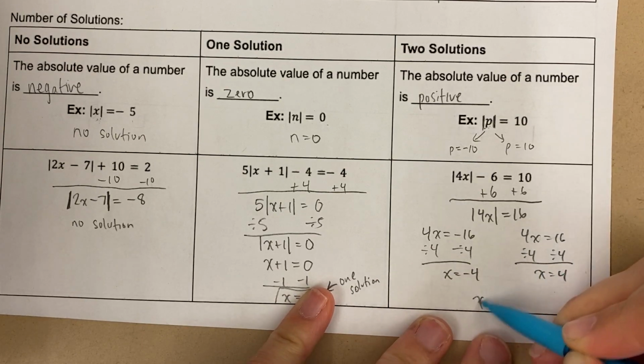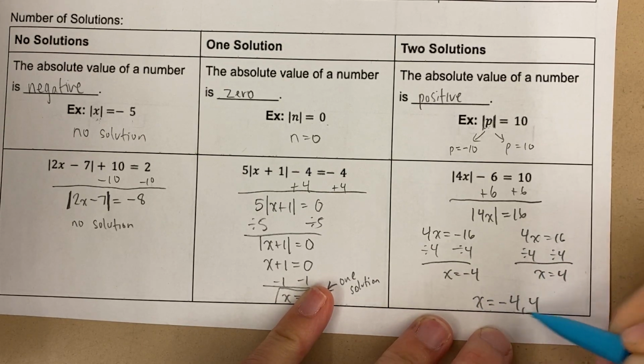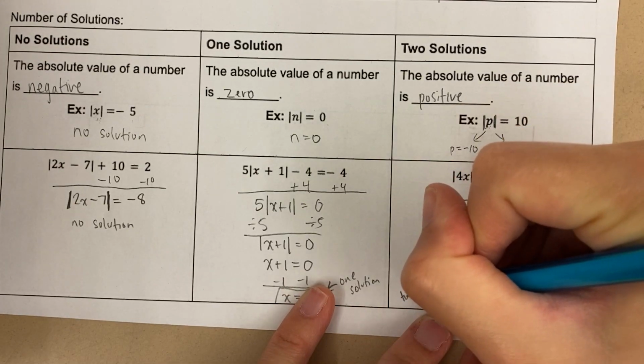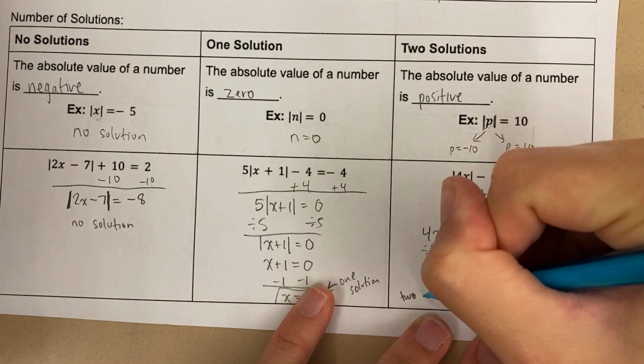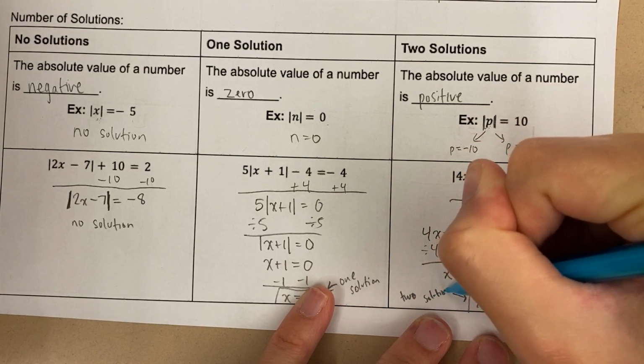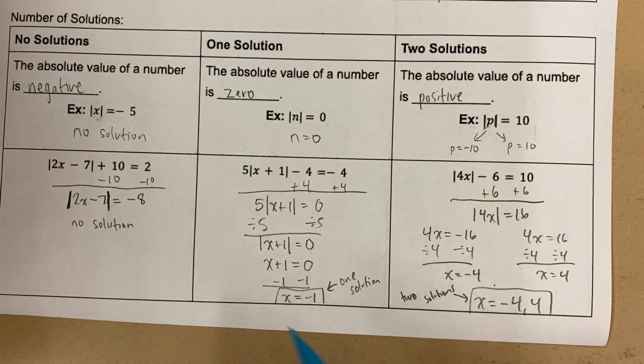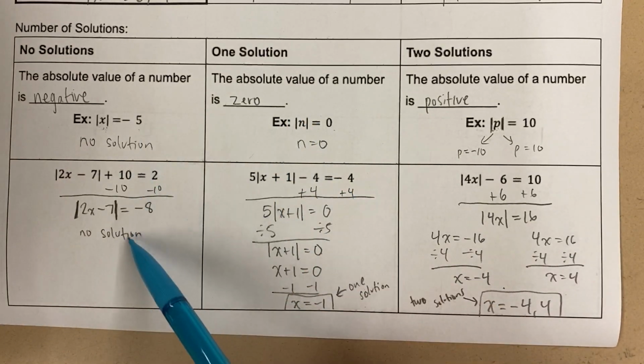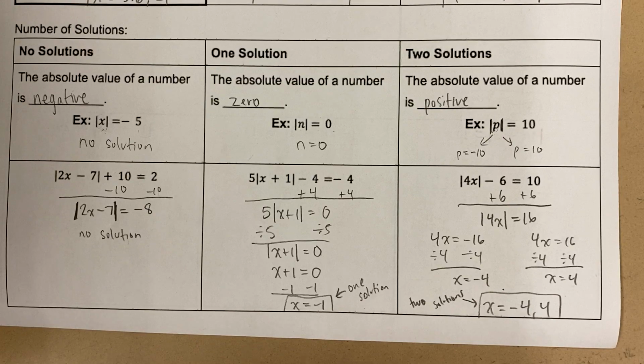Okay, so this would be x equals -4, +4, right? And this is two solutions, which is like, you could almost view this as like the normal situation. This is what we've been working on. But there are these other situations where there might only be one solution if the absolute value equals 0, or there may be no solution if the absolute value equals a negative number.